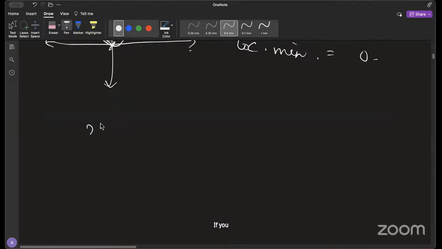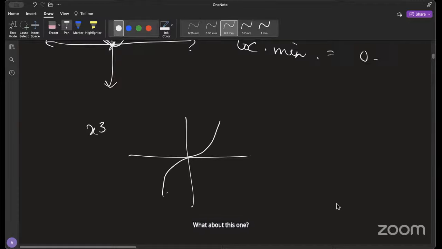If you have x cube, what about this one? What's the local maxima? And local minimum?